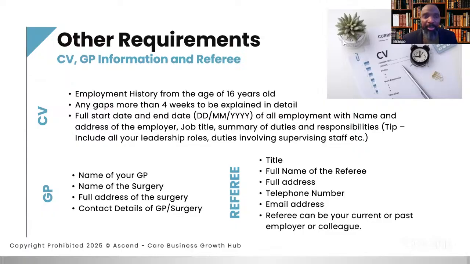So very, very important. Other references are GP references and all other references from your current or past employer, or your colleague who is in a position of authority to give you a reference. Very, very important aspect.